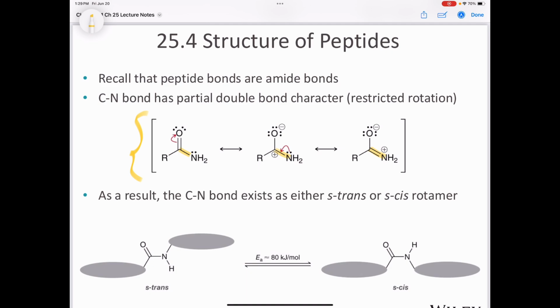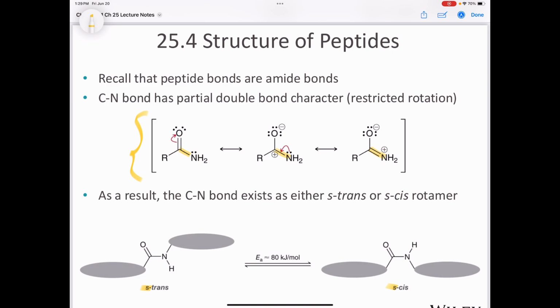And as a result, the nitrogen atom is sp2 hybridized, and it's planar. Now, peptide bonds are simply amides, like I keep saying, and therefore they exhibit double bond character just like regular amides, and as such, a peptide bond experiences restricted rotation, giving rise to two possible conformations called S-trans and S-cis. And you can see them down here. And the S, if you're wondering, what does this S stand for?